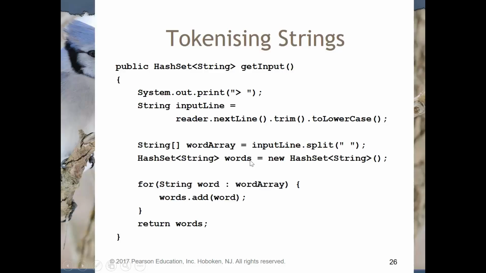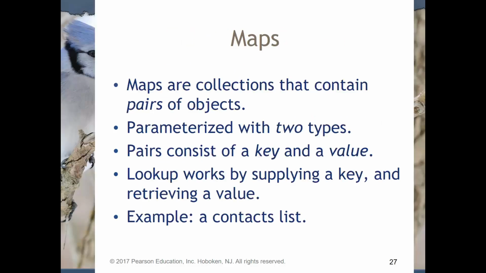HashSet<String> words. So now what we're going to do is create a HashSet of strings, and then for each word in the word array that was created here when we split, we're going to go through it and stuff it into the HashSet called words, and then we come out. That's an example of the use. At this point you're probably thinking it's not overly helpful, but more to come, and as always look at the documentation in the book.